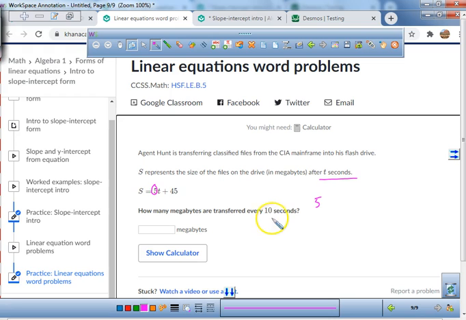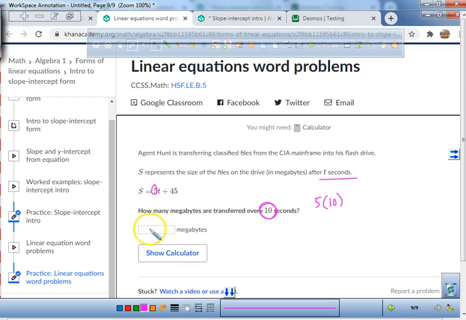But we don't want to do it every second. We want to do every what? Every 10 seconds. So I just multiply that by 10. And how many megabytes every 10 seconds? 50.